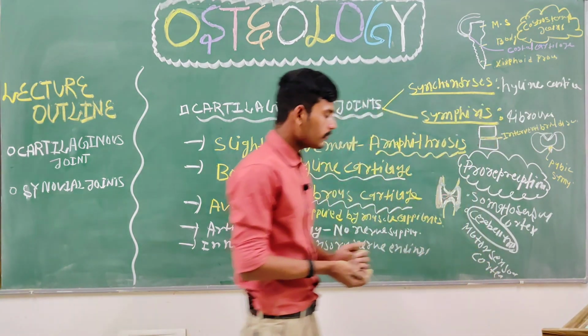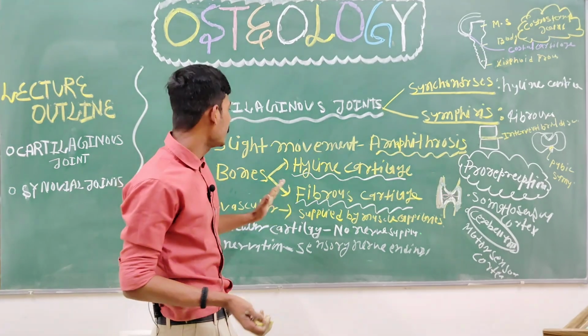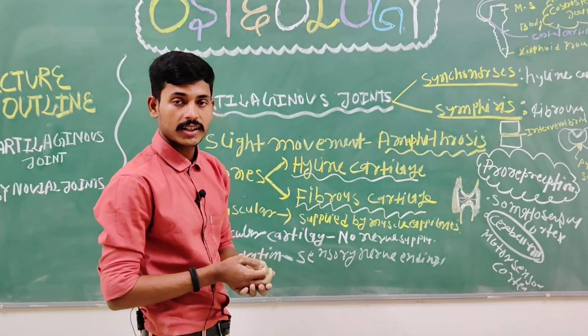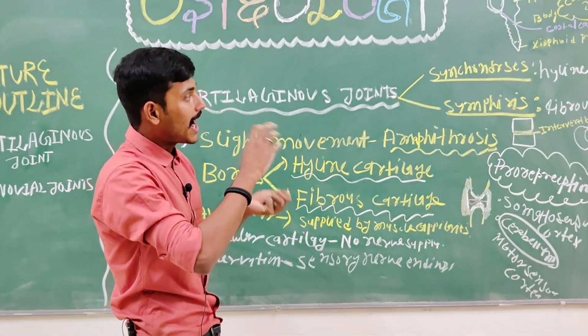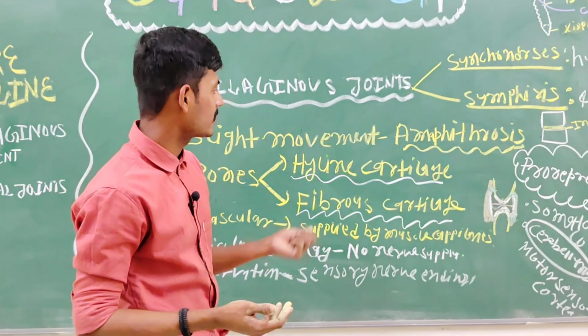Just to conclude, we are studying the cartilaginous joint. We define the cartilaginous joint into two types. The first one is called the synchondrosis, where the hyaline cartilage is involved, and the other is symphysis, where the fibrous cartilage is joined.